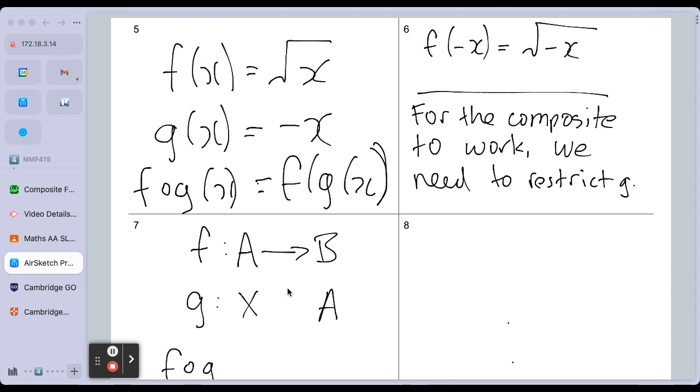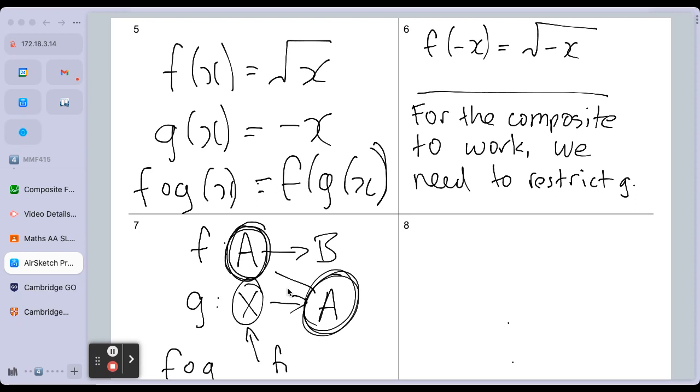So this can be anything, as long as its output is A. If that anything would give us something outside of A, then we'll need to fix it up. So to fix up the range of G so that it matches with, or is a subset of, the domain of F, we're going to have to fix the domain. Is that making sense? Nope.